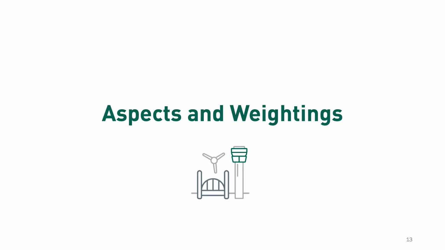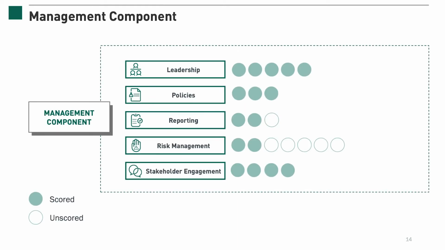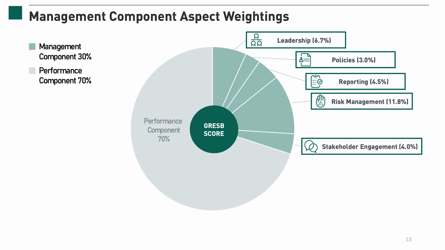Let's take a look at the aspects and weightings of the components of the fund assessment. The management component consists of 5 aspects: leadership, policies, reporting, risk management, and stakeholder engagement. It is composed of 22 indicators, here represented by the green circles, 16 of which are scored. This chart shows the scoring weightings of each aspect. The risk management aspect, at 11.8%, has the highest aspect weighting, followed by leadership at 6.7%.